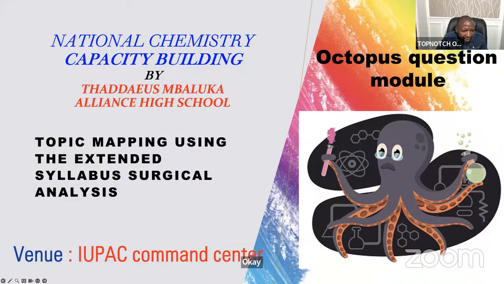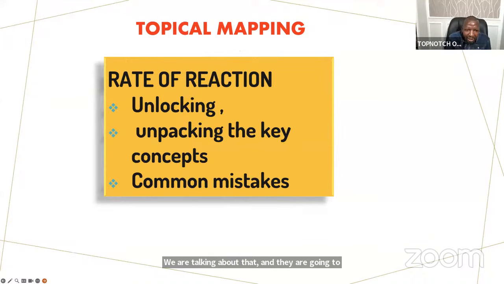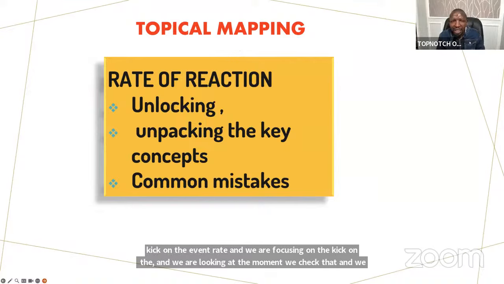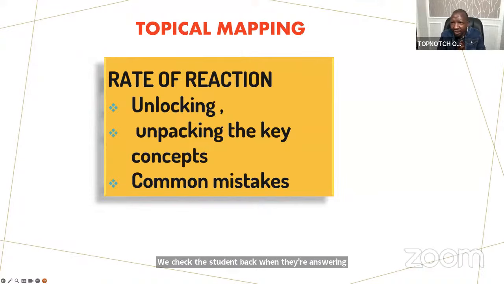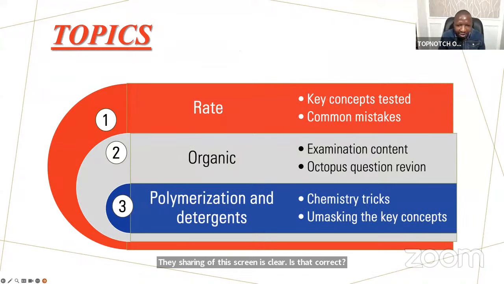First thing is that we are talking about the record. We are going to unlock and unpack the key concept. So we are focusing on the key concept in rate, and we are looking at the common mistakes that students make when they're answering questions on rate. And again, I believe that you're following me, and you're able to hear me clearly, and the sharing of the screen is clear. Is that correct? Yes. Perfect. So let's illuminate and demystify this concept. The topic that I'm going to deal with today is rate, looking at the key concepts that are tested and the common mistakes that students make.